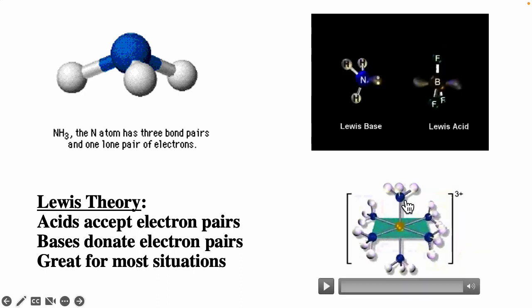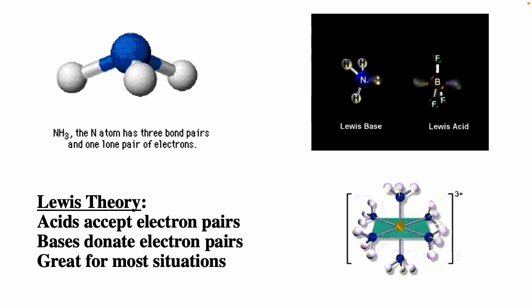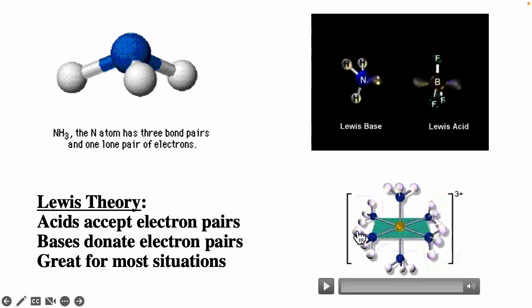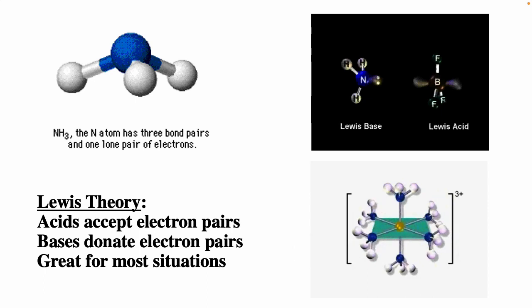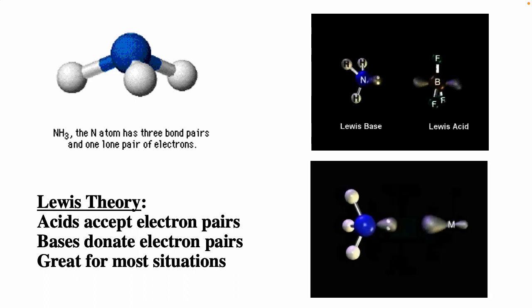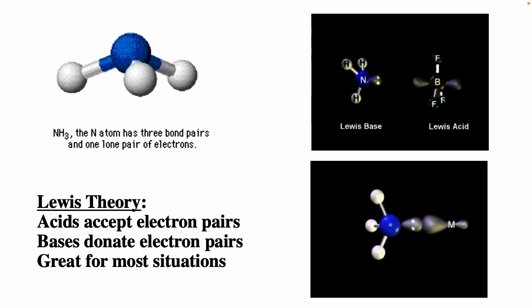So we can look at this one too. Ammonia is going to be donating an electron pair, behaving like a Lewis base. The metal ion is going to be accepting the electron pair, behaving like a Lewis acid. We still consider it an acid-base reaction even though there are no hydrogen ions being transferred. Ammonia also acts as a Lewis base toward metal ions, as in this example of the cobalt-3 hexamine complex. The ammonia electron pairs are donated into vacant metal orbitals.